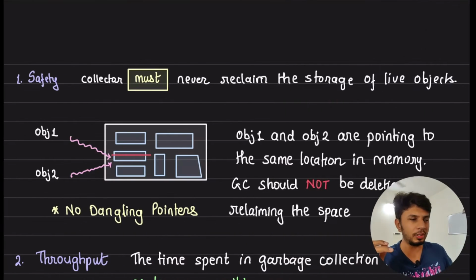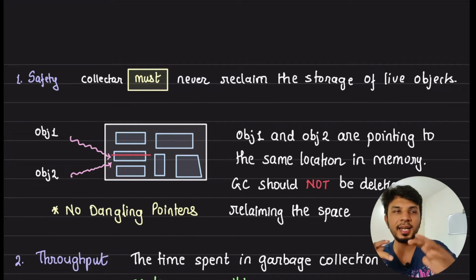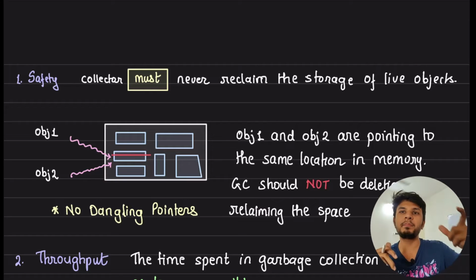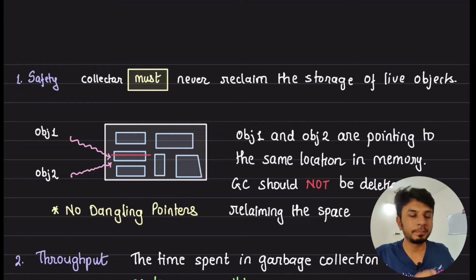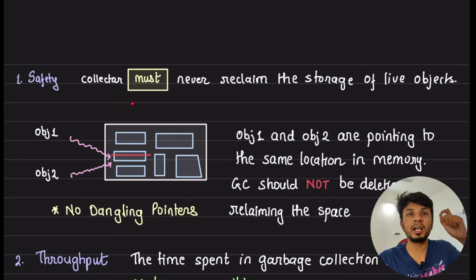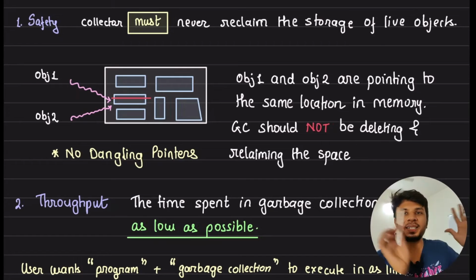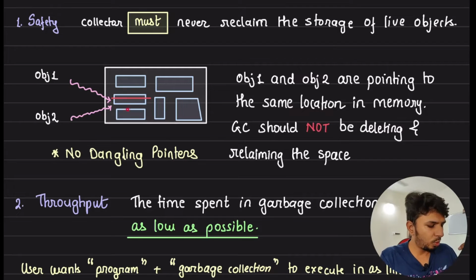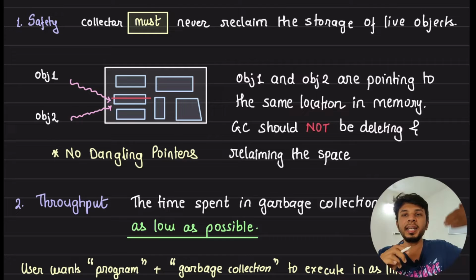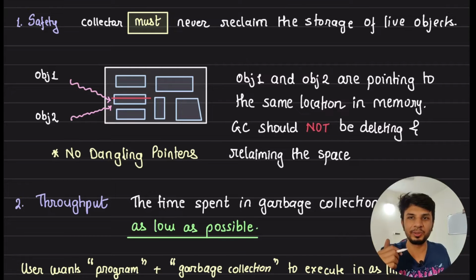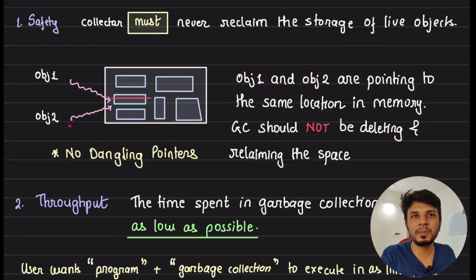Right? Now what we'll do is go through the 7 characteristics and understand each one of them and the kind of impact it has. First one, safety. What safety says is that a collector must never reclaim the storage of live objects. Basically, it should not delete an object which is already in use. So if I have 2 object pointers, object 1 and object 2, and they both point to the same object in memory, and now this object is deleted, these 2 pointers become dangling pointers.